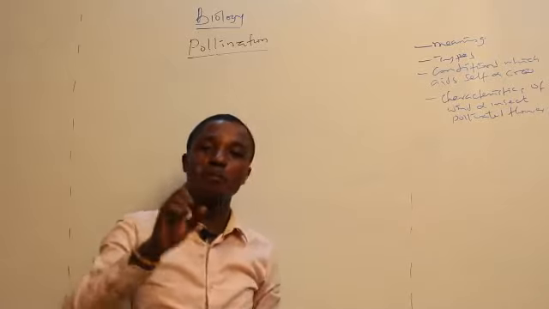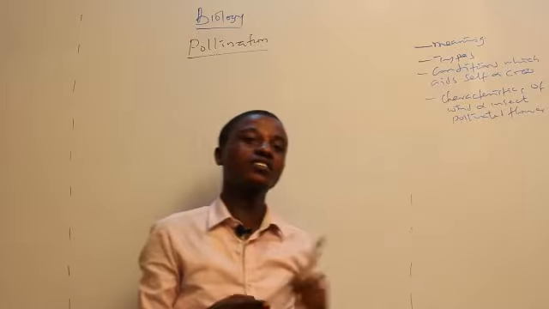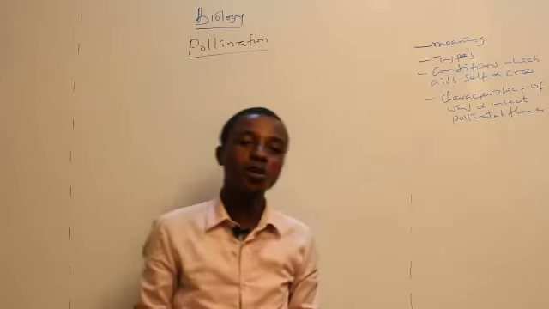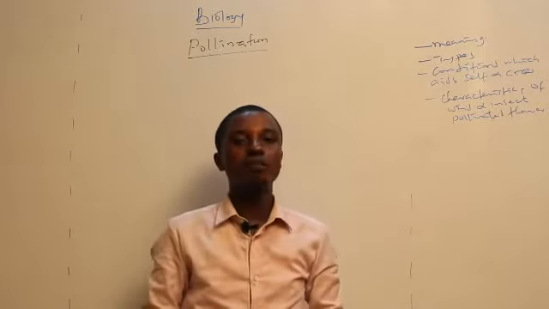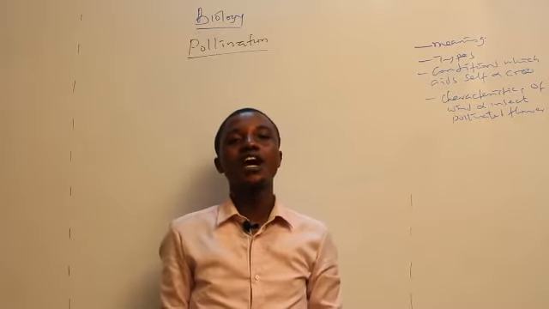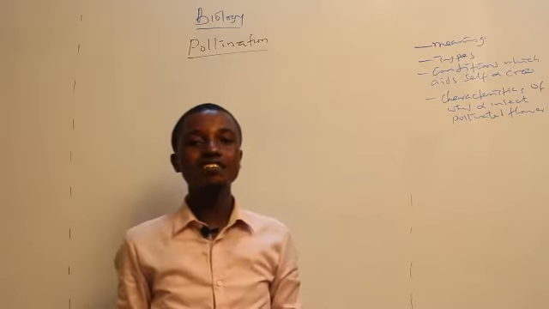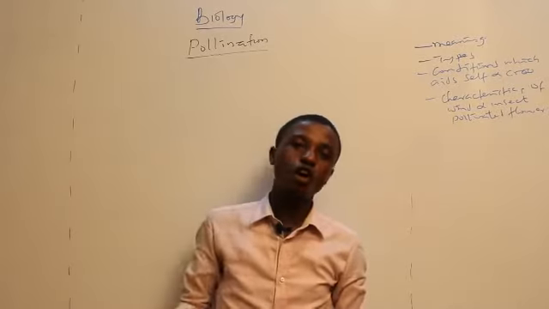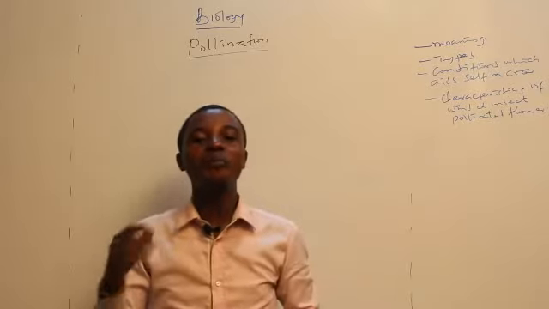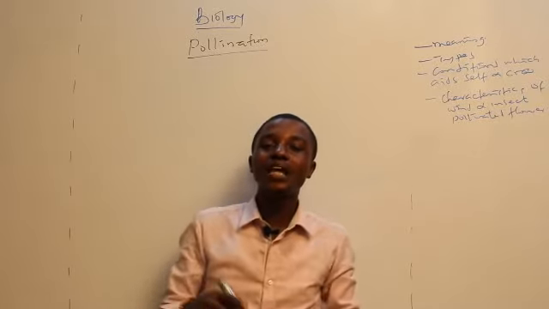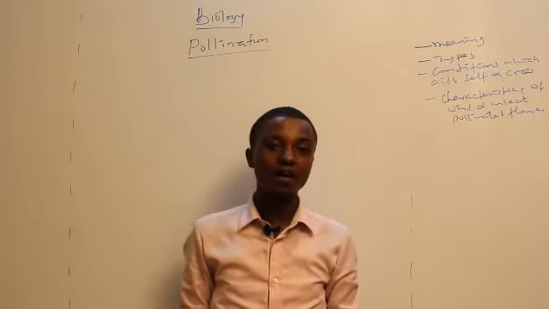Now, right from your primary school days down to your secondary school days and up until now, you've been taught just one definition, and that definition holds water till date. Pollination is the transfer of pollen grains from the anther to the stigma of a particular plant.